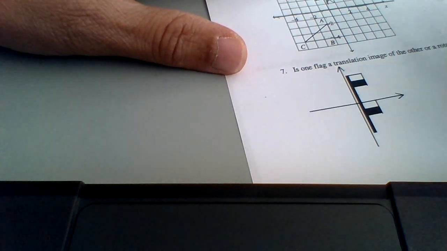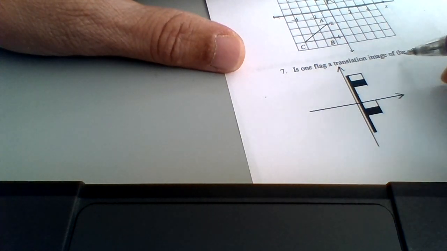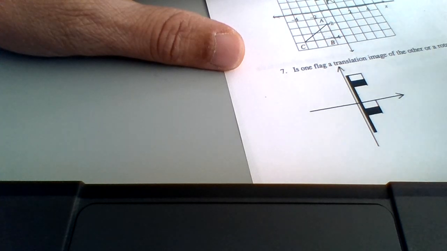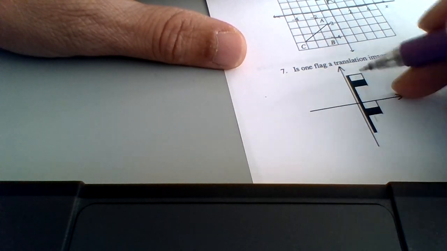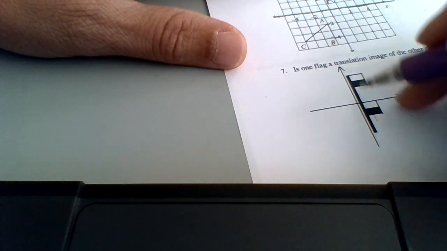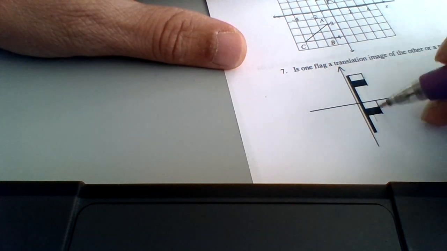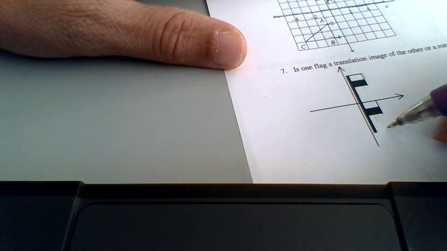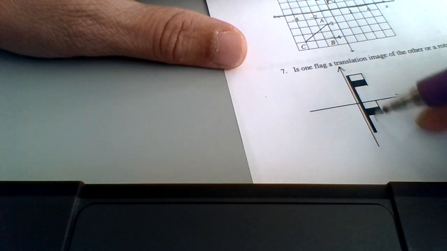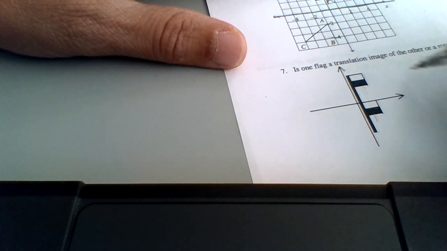Is one flag a translation image of the other, or a rotation image? All right, this looks like all you did was slide it. It still has the open space at the top, still dark space at the bottom. It doesn't look like I rotated any. It looks like all I did was slide it. So this is a translation.